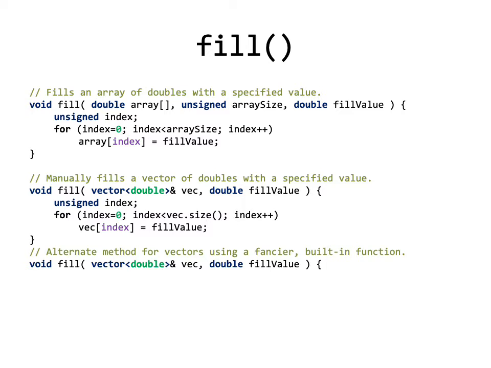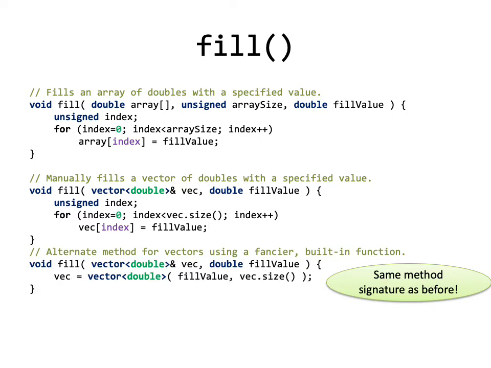So I challenge you to try to look this up and see if you can figure out by going to that cppreference.com website and looking up the vector class and see if you can figure it out from there. Good practice. If not, here we go in 3, 2, 1. It's just a simple one-liner of code. So vec equals vector double, and then fill value, and then vec.size.